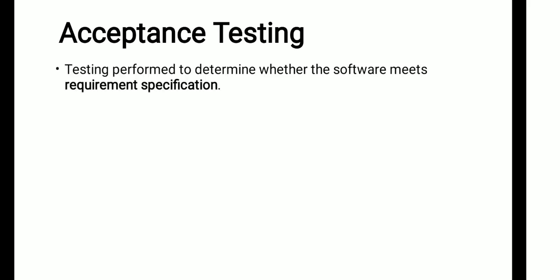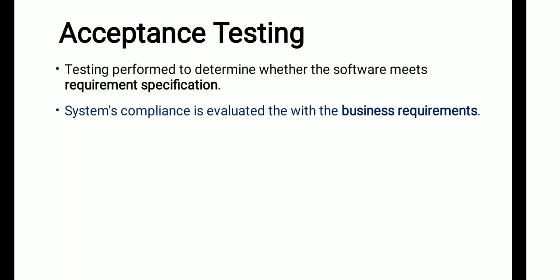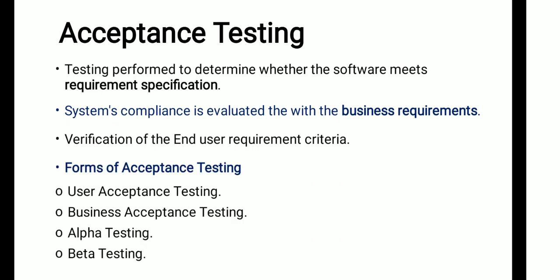Coming on to the next point, that is acceptance testing. This is the last but not the least point that is very much required for testing. This type of testing is performed to determine whether the software meets the requirement specification. System compliance is evaluated with the business requirement. Verification of the end user requirement criteria is done. Here are the forms of acceptance testing: user acceptance testing, business acceptance testing, alpha testing, beta testing.